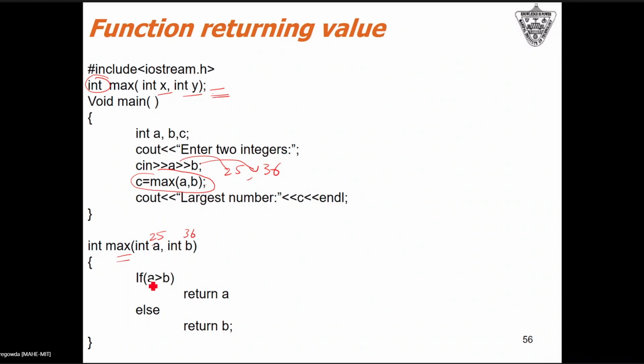Okay. So now, if I'm going to return the maximum of these two numbers, if a greater than b expression is evaluated as true, then I am supposed to return a. But in this case, it is false since the b value is equal to 36. So I'm going to return the value 36. This 36 is copied into the variable c, and this will be displayed by using the cout object.